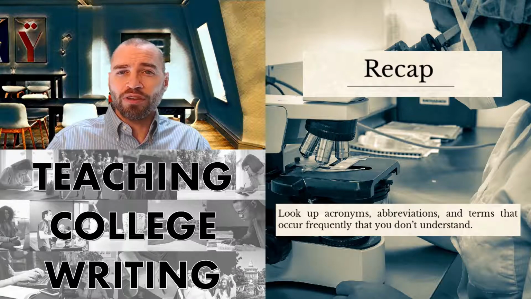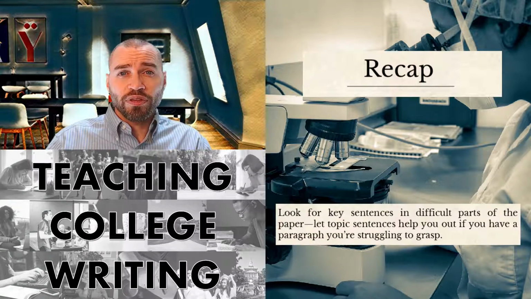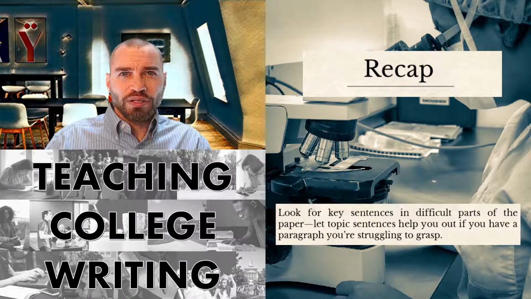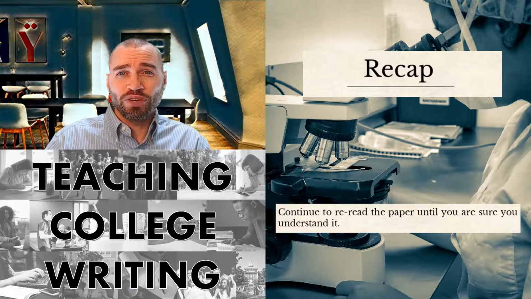Fourth, look up acronyms, abbreviations, and frequently occurring terms that you don't understand. Sometimes learning what a handful or even one of these new items means will be the key that unlocks the meaning of the whole paper for you. Fifth, look for key sentences in difficult parts of the paper. Let topic sentences help you out if you have a paragraph you're struggling to grasp. Sixth, continue to reread the paper until you're sure you understand it.